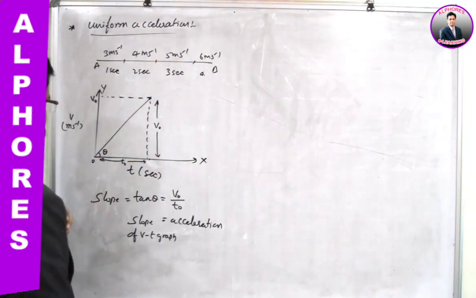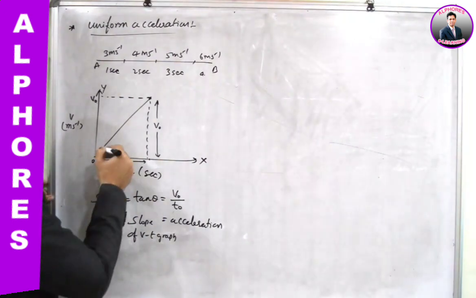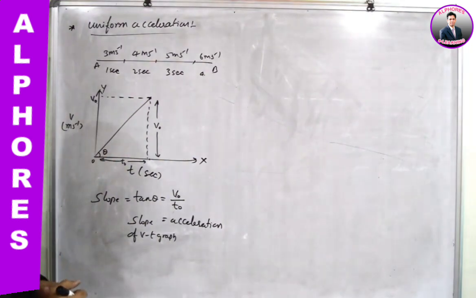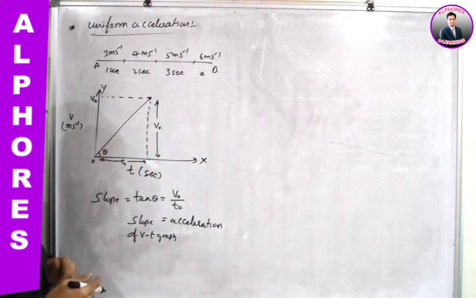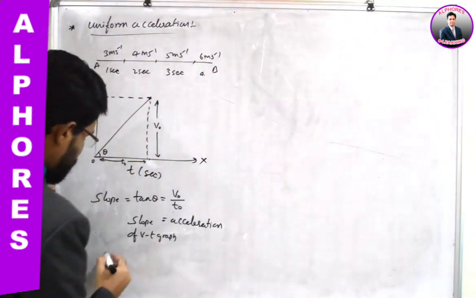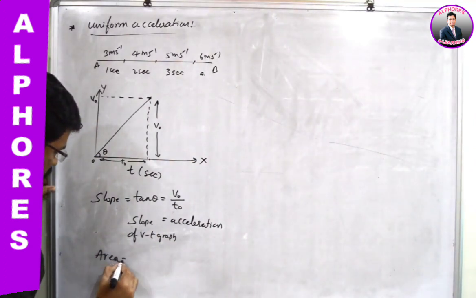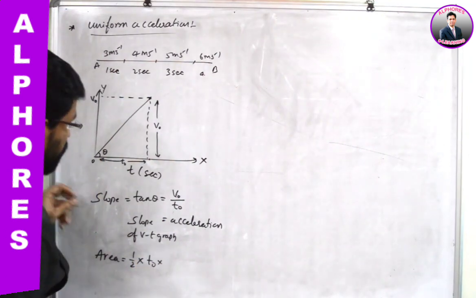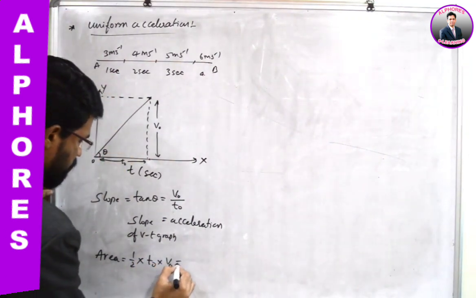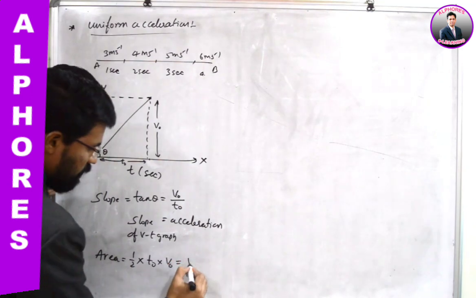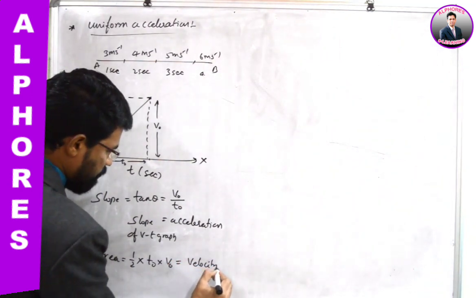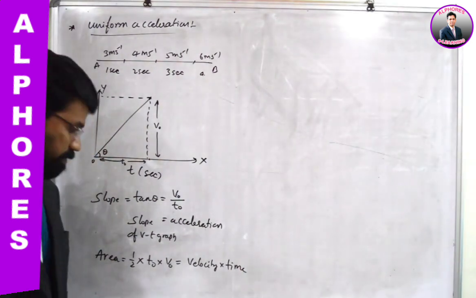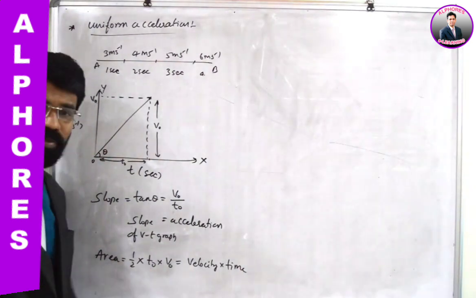Now let us find out the area under the graph. If I calculate the area under the graph, what is this? This is a triangle, right? Half into base into height, that's what you are going to write. In this case, area can be written as half into base, which is t naught, into height, which is v naught. Or in general, this is nothing but velocity into time. This is just a number. This is the product between velocity and time.